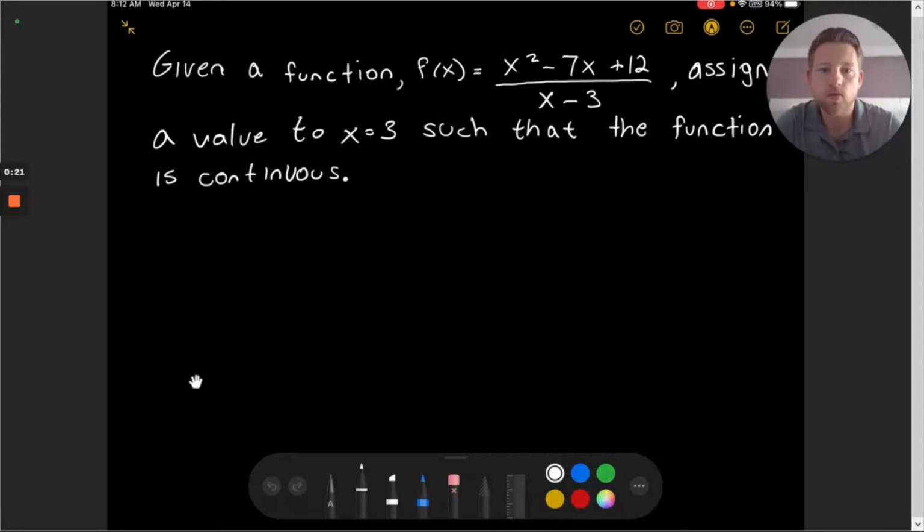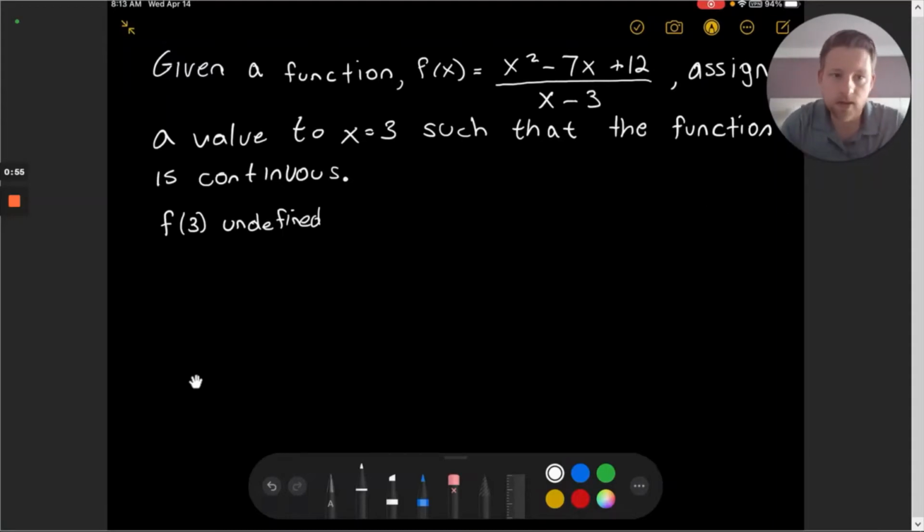F of x, we'll notice, is a rational function where our denominator is x minus 3, meaning that the functional value f of 3 would give us an undefined value. In other words, there's really a hole in the graph at f of 3 currently. So we'd like to assign a value to x equals 3 to make that original function continuous.